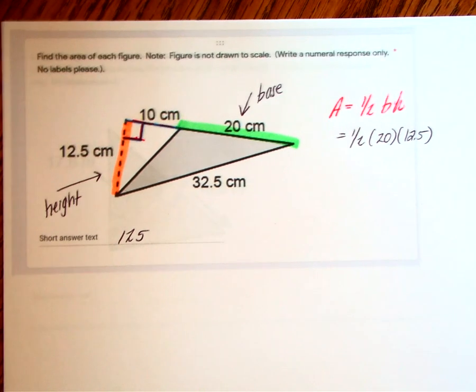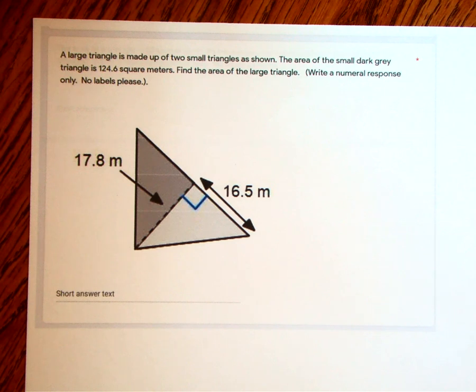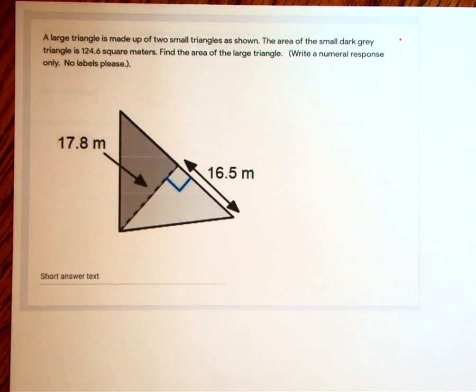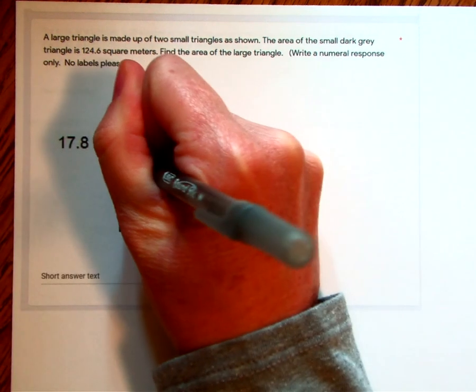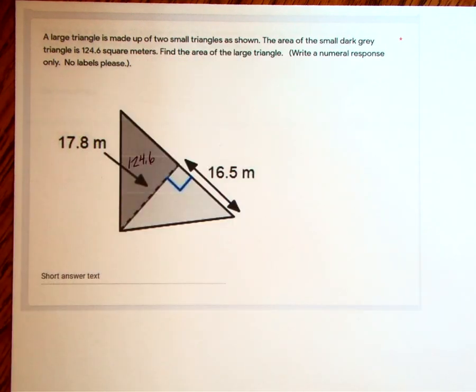The next one, on the other hand, is a little bit sneakier. I found this one a little more challenging, so I wanted to give you some strategies to attack it. A large triangle is made up of 2 small triangles as shown. The area of the small dark gray triangle is 124 6/10 square meters. So they're saying this guy is 124.6 square meters. Find the area of the large triangle.